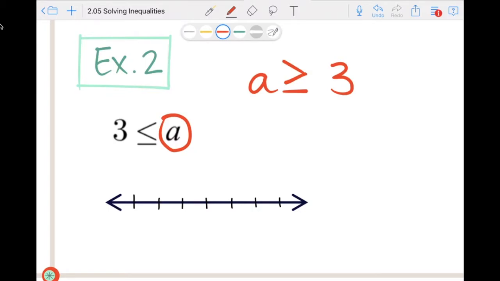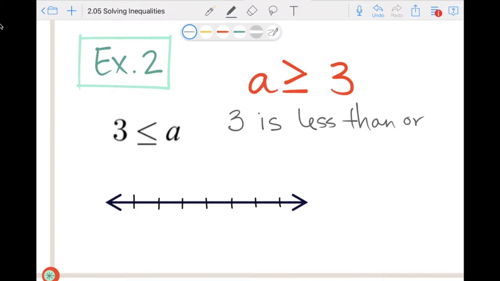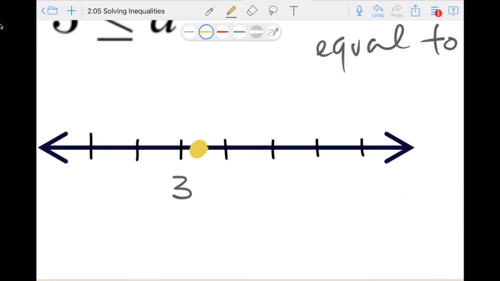All right, but I'm going to model for you how you could graph this without having to switch it around. If I rewrote this in words, it would be that 3 is less than or equal to whatever A is. Okay, so let's just say 3 is here. 3 is smaller than, it's less than A. So that means that A has to be on the side that's bigger than 3. So A could be there, or it could be here, or here, it could be way over here.